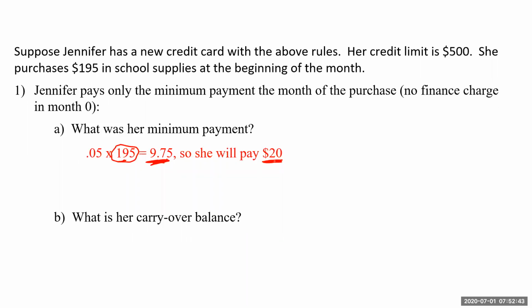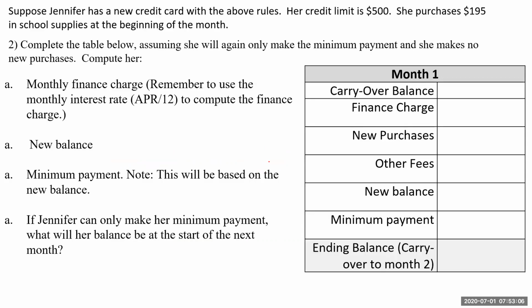Now we want to look at her carryover balance. So now she pays $20 and we take that out of what? The balance of 195. And now this is the balance she has to carry over to the next month because she paid the minimum, she only paid the minimum. Now we want to put this on the table. So the carryover balance now is $175.